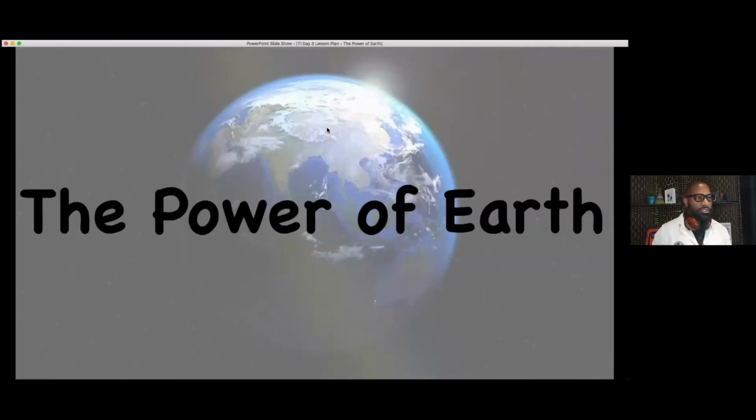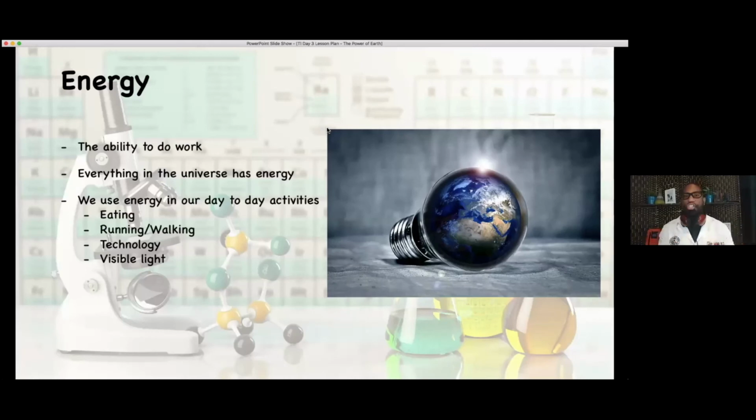Boom. So the power of Earth. So we're talking about energy. And in the simplest terms, energy is the ability to do work. Everything in our universe has energy. We explored all these different elements of space and all these different planets and what made up these planets and how the moon and all these different things were formed. Those were all formed by energy, everything down to the atoms and nuclei.